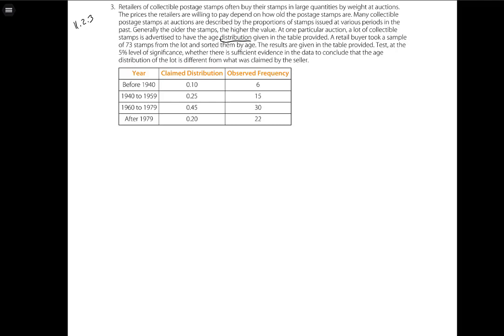Okay, and we're doing testing here. We're testing the level of significance, and that's going to be our alpha, 0.05, for the 5% level of significance. We have a sample size of 73, so that's data we're going to need as well. And then we've got a claim distribution and observed frequency. Since we're testing, that means we're testing hypotheses, and we're going to do that 5-step process.